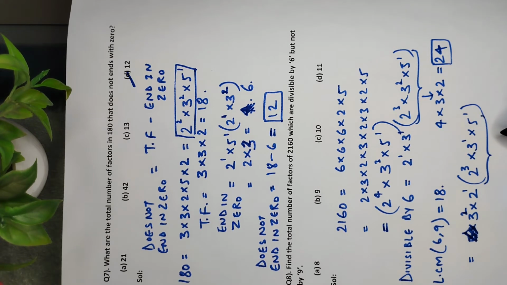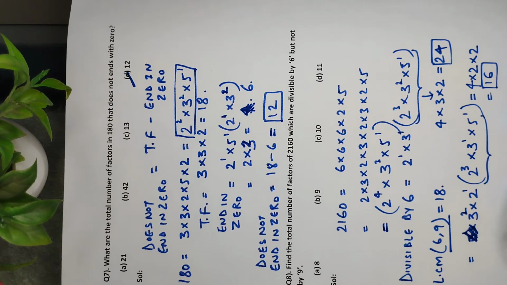Now again following the same process as we use to find the number of factors, 3 plus 1 is 4, 1 plus 1 is 2, and then 1 plus 1 is 2. So this is 4 2 times is 8, 8 2 times is 16. So we have 16 factors that are divisible by 18. So we can say we have 16 factors that are divisible by 6 as well as by 9.